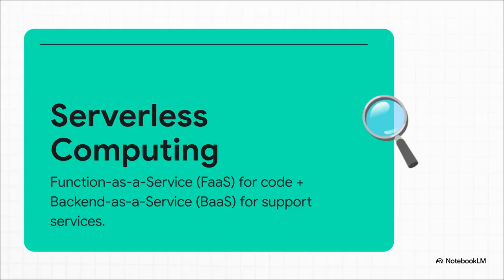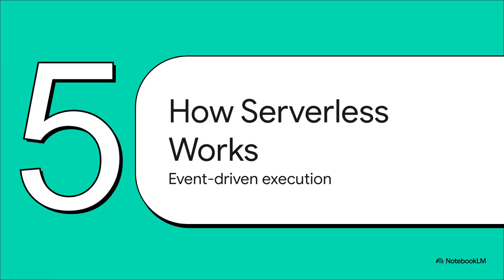Serverless is really made of two parts. First, you have function as a service, or FaaS. That's where your code actually runs, in these small little functions. The second part is backend as a service, or BaaS. And that provides all the other stuff you need, like databases, storage, authentication, all as managed services you just plug into. So how does this FaaS model actually execute your code?